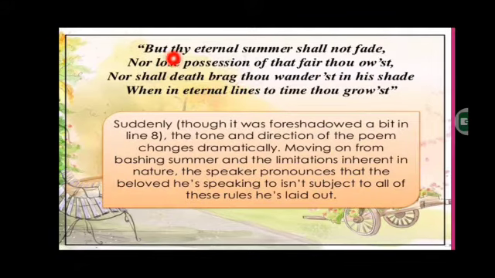But thy eternal summer shall not fade. Here Shakespeare is referring to his beloved, that your summer is forever, it's eternal, and it shall not fade. It's different from the summer of May, which will disappear after some time. But your summer is forever. Nor lose possession of that fair thou owest. You're not like that fair which loses its beauty. Your beauty will be forever.